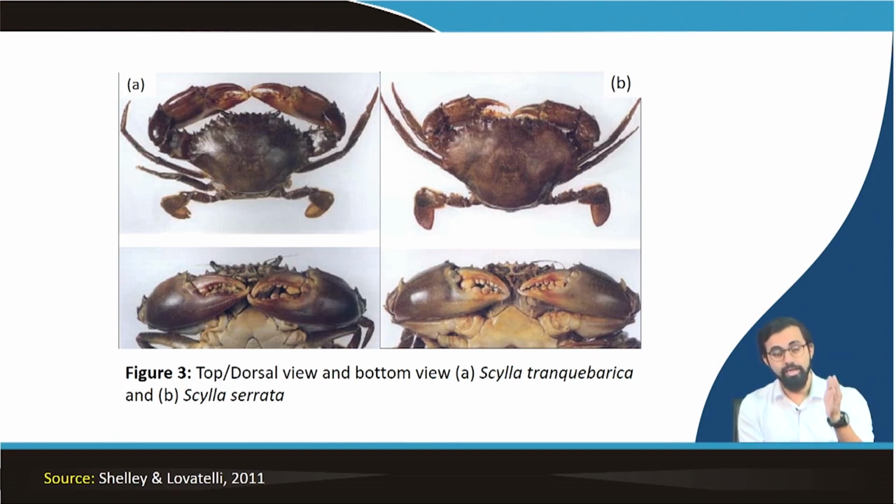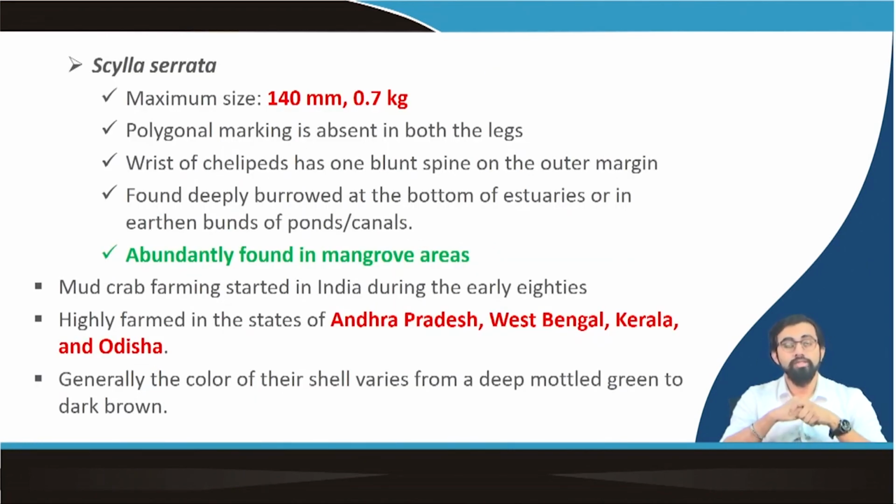The first one, A, is the top view of the Scylla tranquebarica, and the bottom one is the dorsal view or bottom view of the Scylla tranquebarica. The same on the right side is Scylla serrata. If you see the left side, in this species, Scylla tranquebarica, they have a specific polygonal structure in its swimming legs and also its cephalothorax. In the case of Scylla serrata, they do not have this kind of structure in their body. So these polygonal markings are missing.